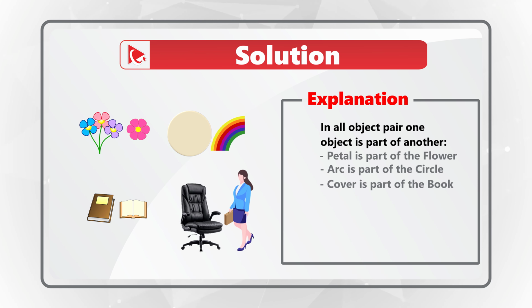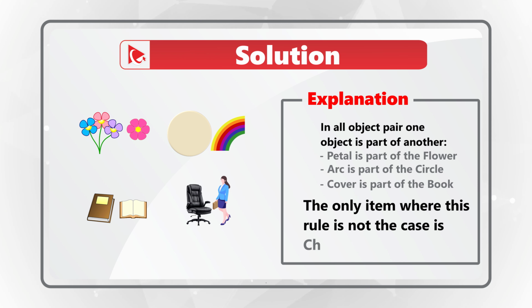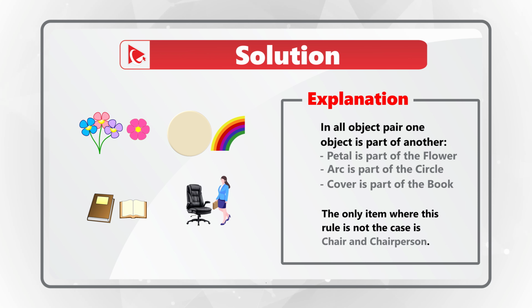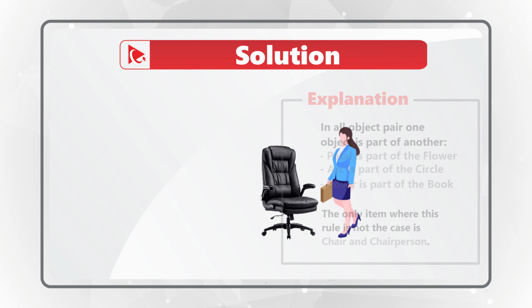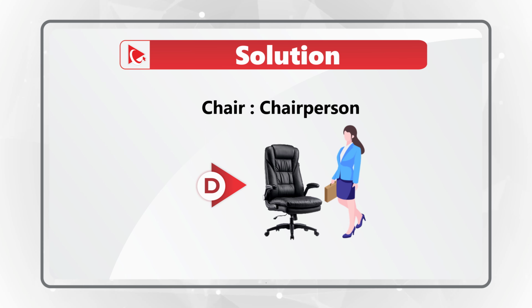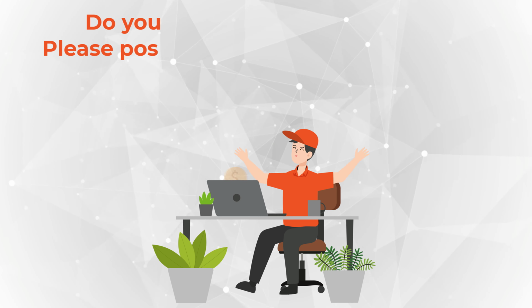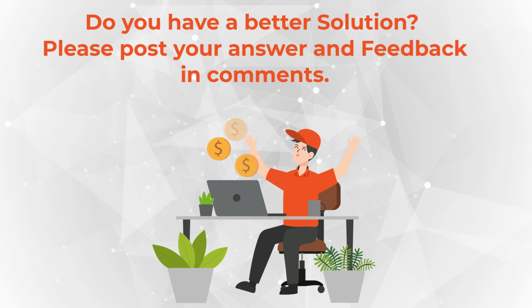The only word pair where this rule does not work is chair and chairperson. Even though these words sound similar, they are not part of each other. So the correct answer is choice D, chair and chairperson. Hopefully you've nailed this question and now know how to answer similar problems on the test.